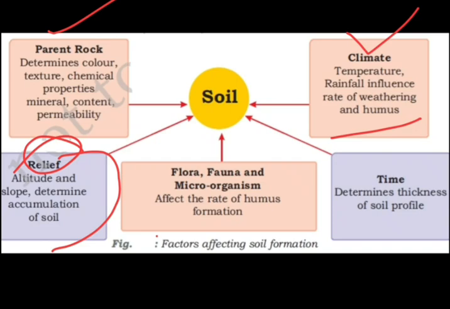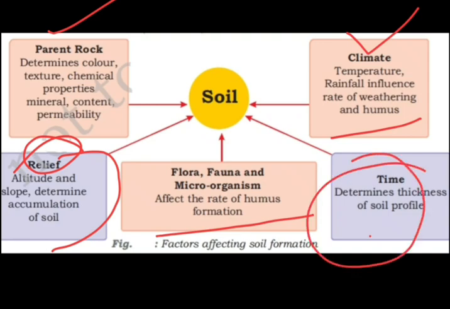Then flora and fauna. Flora, fauna and microorganisms affect the rate of humus formation in soil. Then the next one, time: time determines the thickness of the soil profile. As you all know, it takes hundreds of years to make just 1 centimeter of soil.